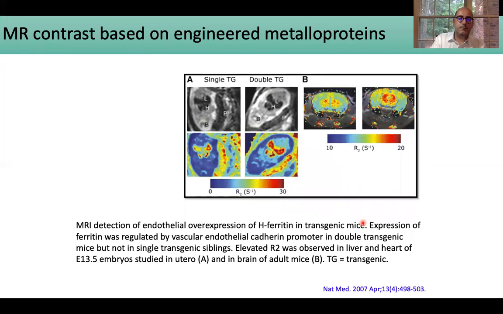Two years later, the group of Michal Neeman came back with another paper in Nature Medicine where they had a transgenic animal that expressed the ferritin, and they were able to see the ferritin expression in a conditional manner in different organs, from embryo to the brain and the heart.